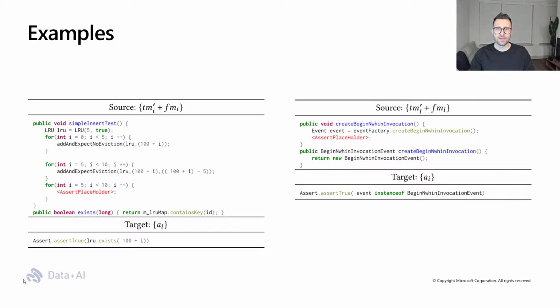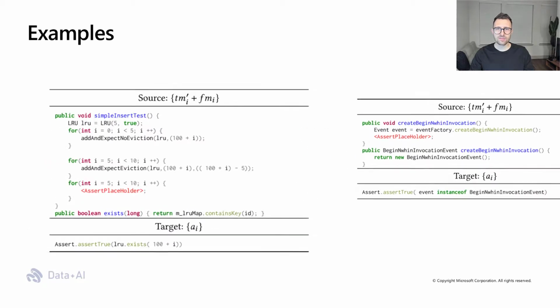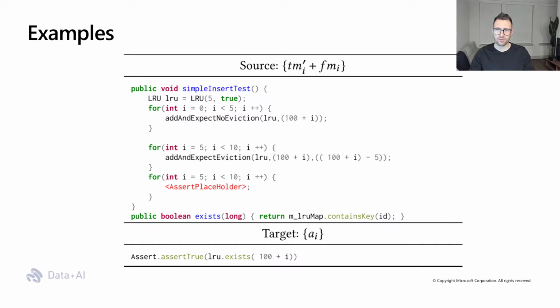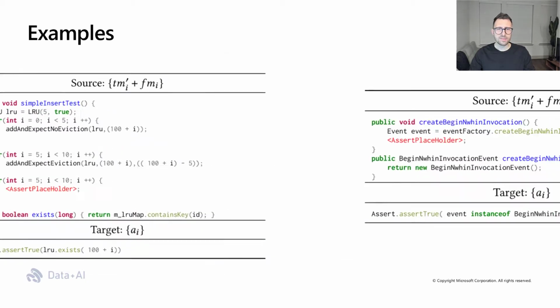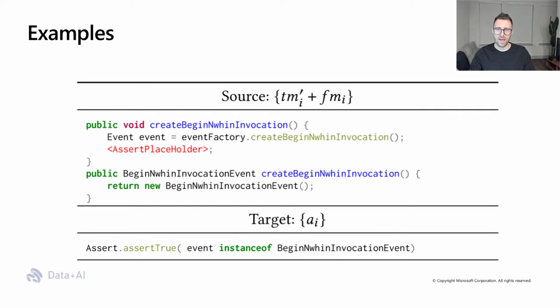To conclude, here are some examples of what the model is able to suggest. In this first example, the test case has 2 for loops where it inserts some values. Then, in the last for loop, we ask the model to generate an assert statement for this exist focal method. The model generates an assert that considers the literal number 100 and the loop variable i. In this second example, the partial test case creates an event object with an event factory, and the model is asked to generate an assert statement for the create method. The generated assert correctly checks that the event object is an instance of the correct type.